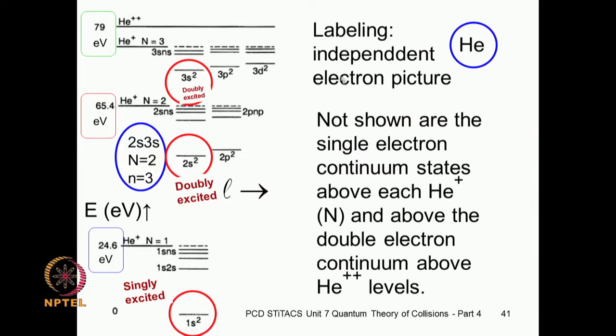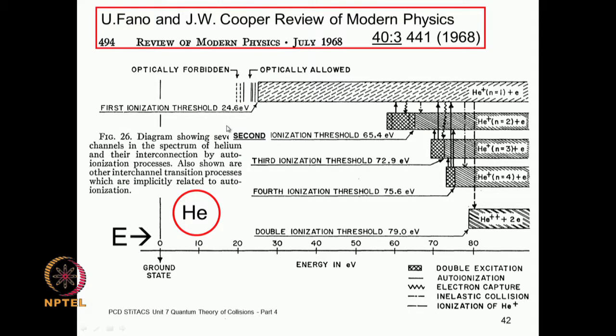Now in the diagrams which I showed until now today, I have not shown the continuum, but I will show it in the next slide, which we had a glance at toward the end of the previous class. This is from Fano and Cooper's Reviews of Modern Physics article, which is very often cited literature on this. Here it is the same spectrum, except that energy increases from left to right. In the previous diagrams it was from bottom to top. So I have rotated this diagram through 90 degrees, and here energy is going from left to right.